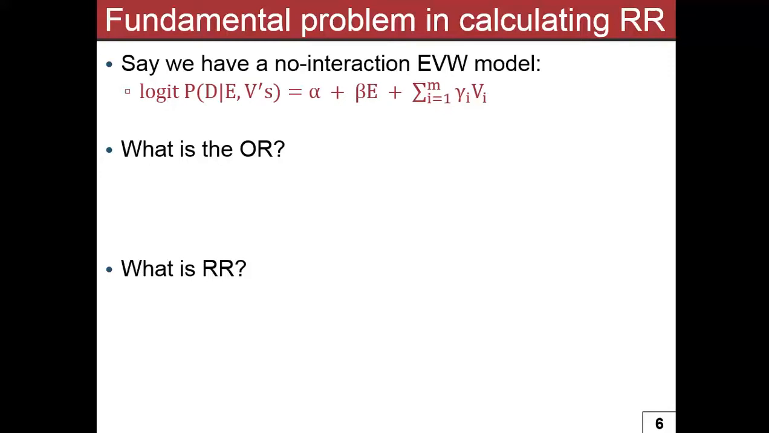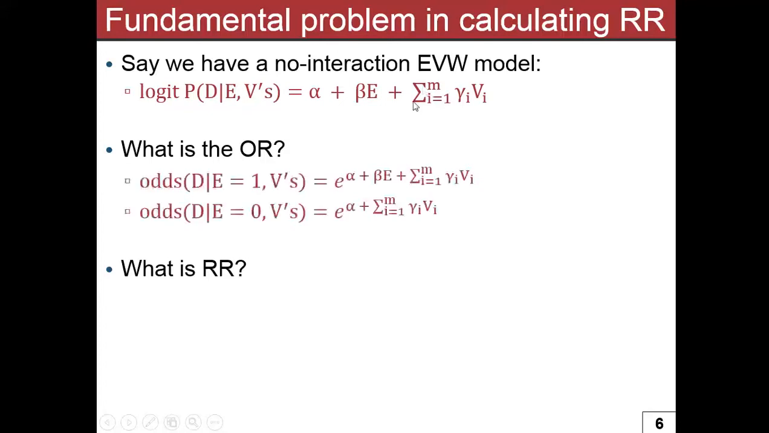So there's a problem. Why aren't we doing the risk ratio? Why aren't we doing this? So here's a refresher on why it's easier to do the odds ratio. Here's a standard model, alpha plus beta times exposure, and then here's a whole bunch of V's, in the logit form. So a basic logistic regression model with no interaction.